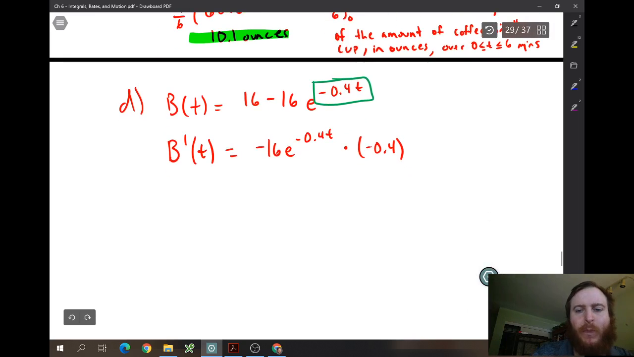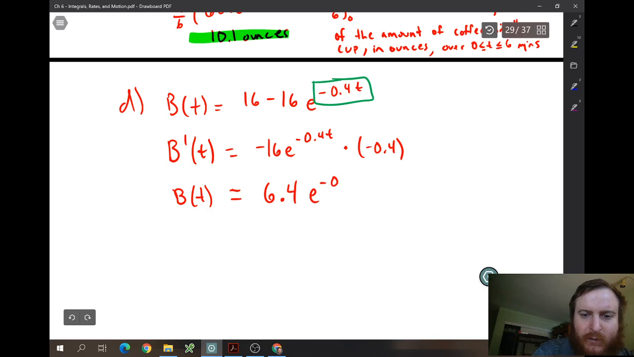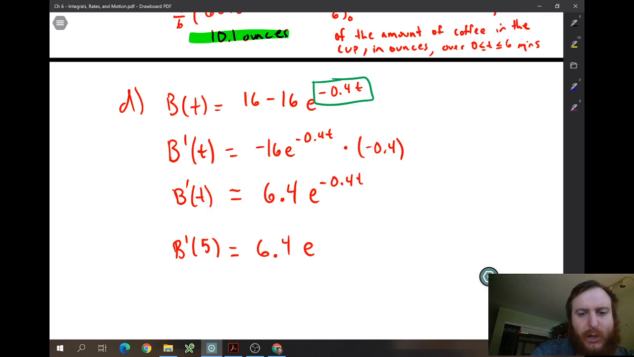0.4 times 16, right? 4 times 16 is 64. So this would give us b prime of t equals now 64, but we have a decimal, so that becomes 6.4 e to the negative 0.4t. And again, if you left it like this, that's totally fine. So that's b prime of t. So b prime of 5 then becomes 6.4 times e to the, now negative 0.4 times 5. 4 times 5 is 20, negative 20, move the decimal over to the negative 2. Then our units are ounces. We took a derivative per minute.